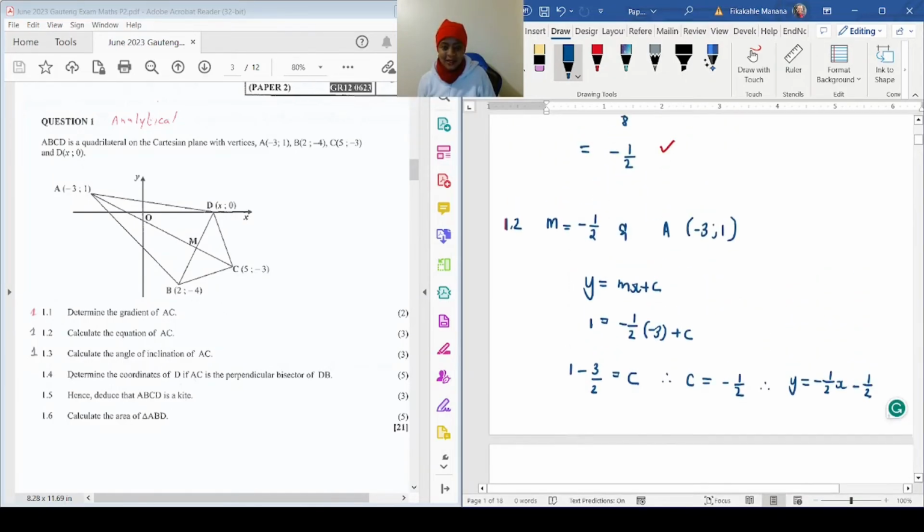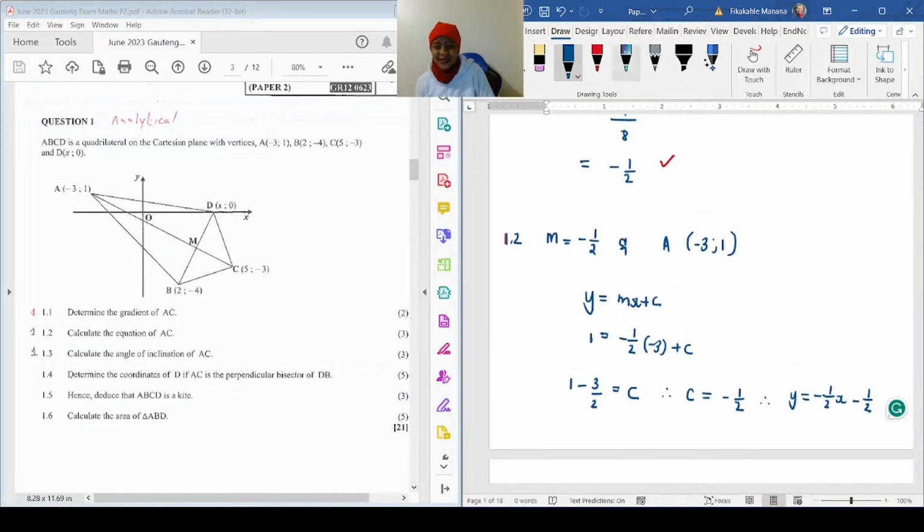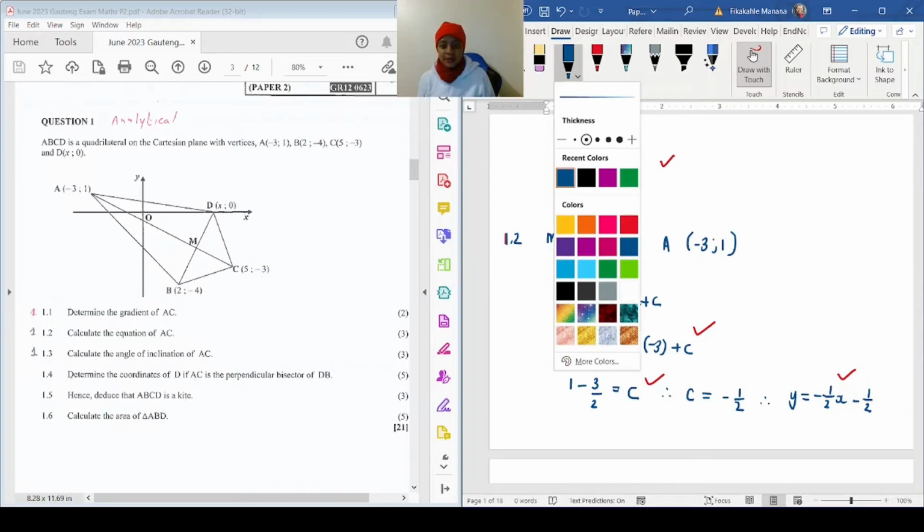Oh, mark allocation. Depending on how you calculated this, I guess getting the value for C, or substituting incorrectly, getting the value of C, and writing out the equation. Okay, this is me just guessing where the marks are gonna go. Yeah. So now 1.3.